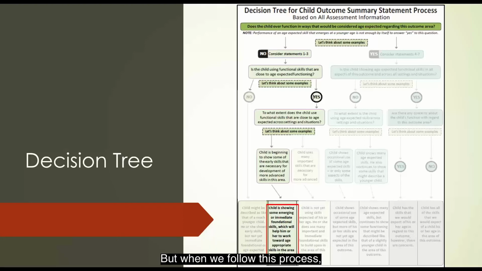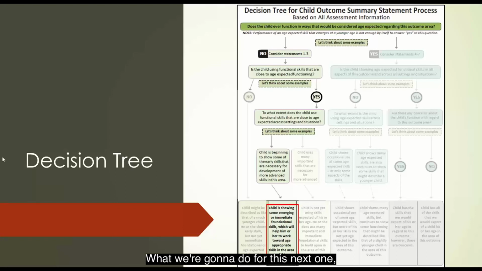But when we follow this process, as you saw with that, we really had to evaluate how many of her skills are that of a much earlier child versus how many are close to age expected functioning, if they're not there yet. When we lay them all out on an equal plane, it helps us evaluate and answer these questions, which takes us to a rating. So we'll see more consistency.